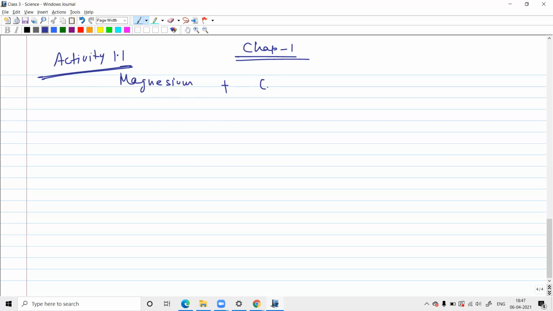So when you say magnesium ribbon, it is actually magnesium. So this is activity 1.1 of chapter 1. And when you burn it in presence of oxygen, the reaction which takes place by burning is with oxygen only. So actually magnesium is reacting with oxygen in presence of heat. And what is formed? Magnesium oxide is formed. And this is the white dust what you would see.